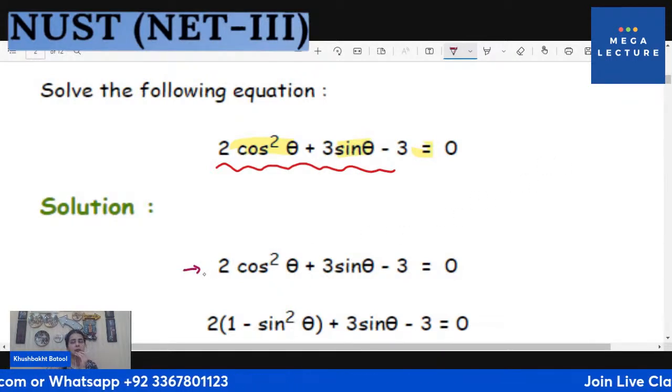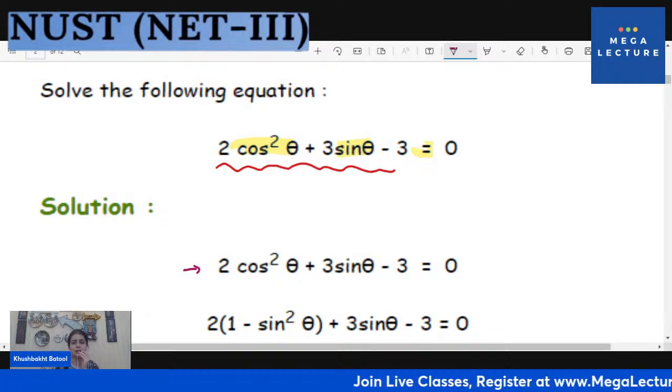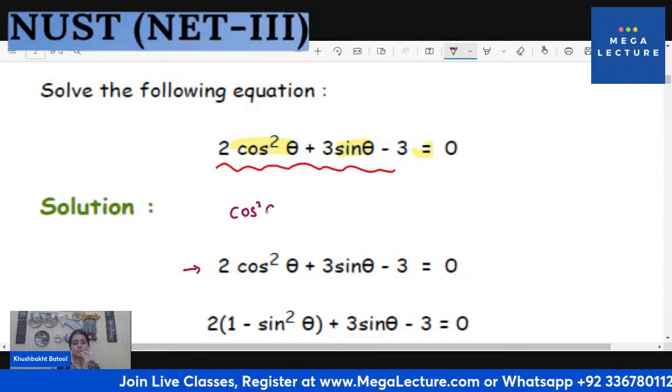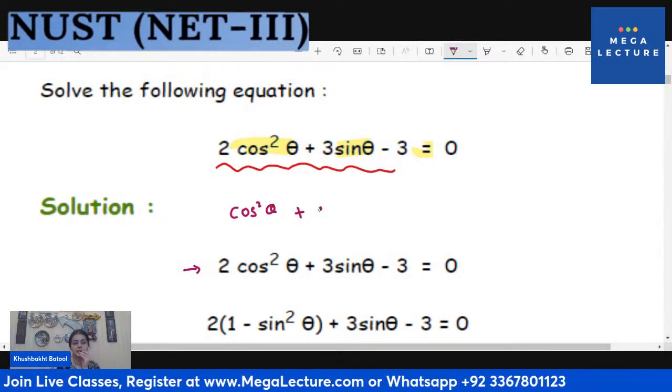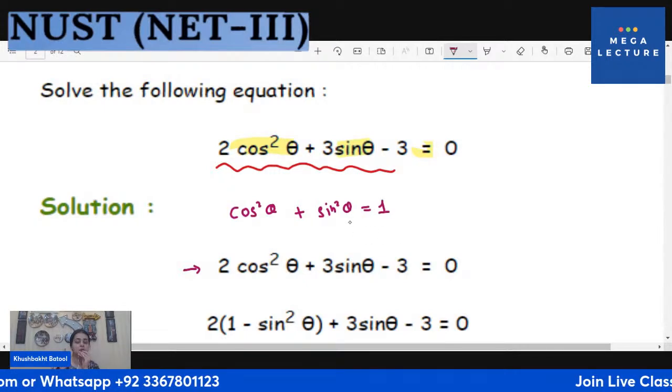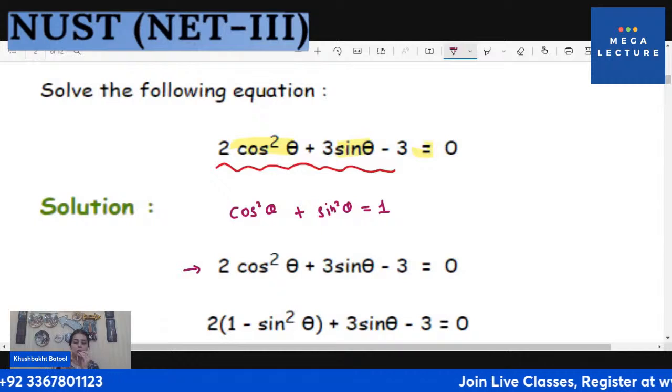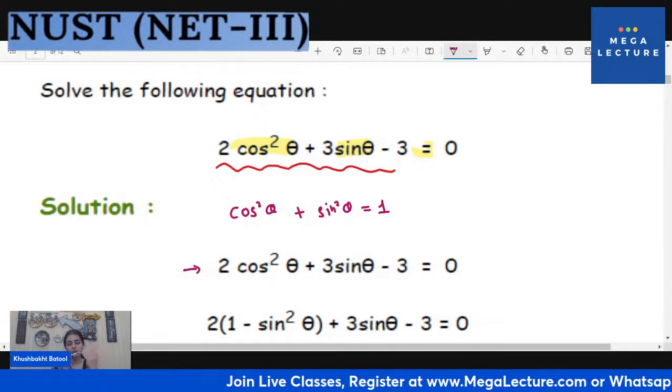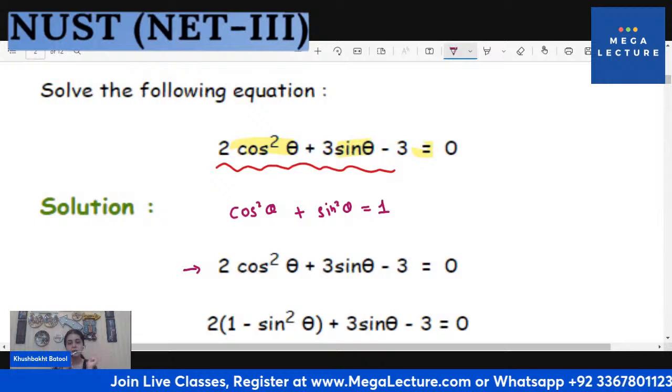Now, if I think about some properties which we have been using lately quite a lot of times, I know that cos square theta plus sine square theta is equal to 1. Now, this is something which you need to memorize. The examiner would not tell you, and it won't be given anywhere in the question or in the entire exam. You need to memorize these.